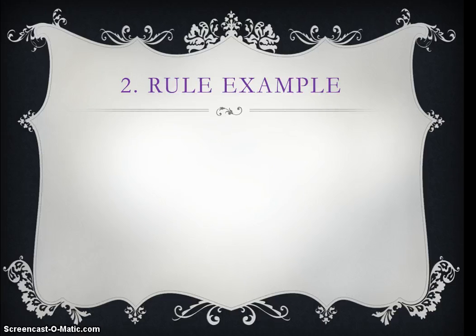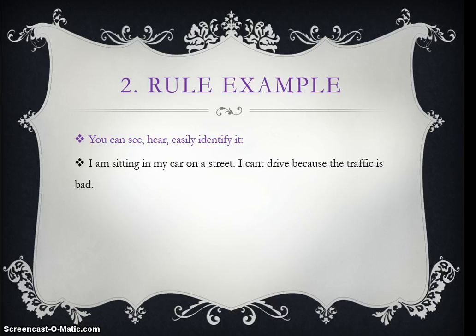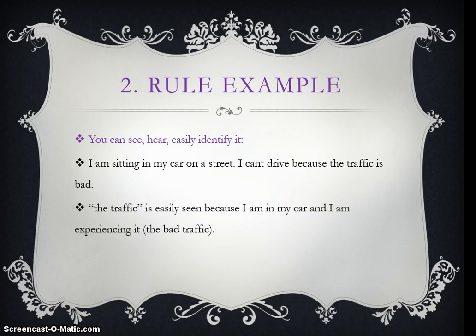Let's look at examples for rule number 2. You can see, hear, and easily identify the noun. For example, imagine I am sitting in my car on a street and I can't drive because the traffic is bad. There's too many cars. So the traffic is easily seen because I am in my car and I am experiencing the bad traffic at that time.